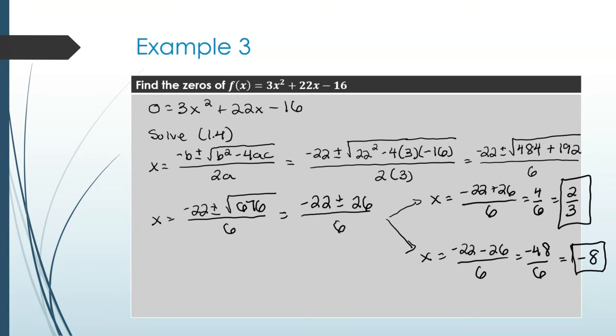So when it says to find the zeros, you're finding where your equation is equal to 0, and then you're solving. Because we had a quadratic, we needed to use techniques from 1.4, and so I chose to use the quadratic equation. And so I got two zeros, 2/3 and negative 8. Are there any questions?